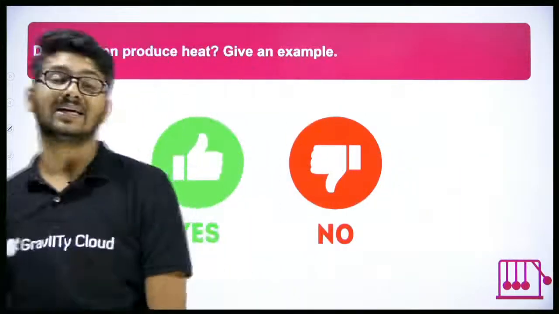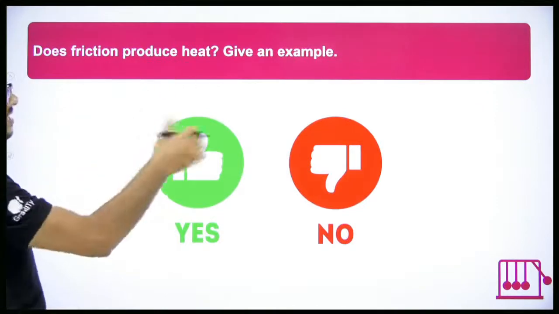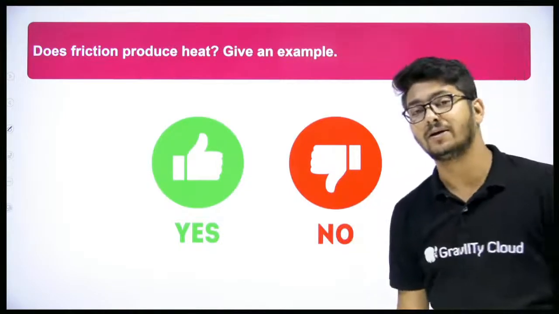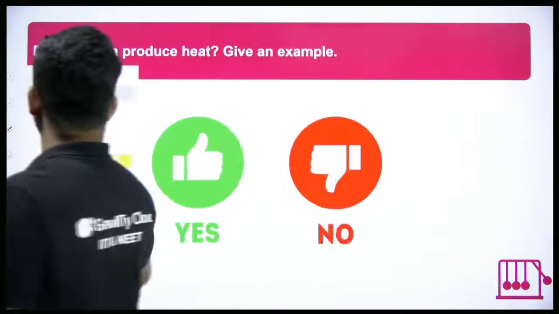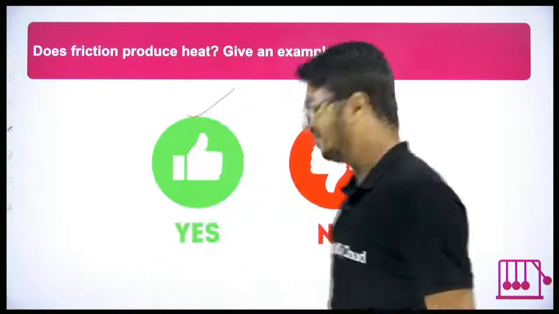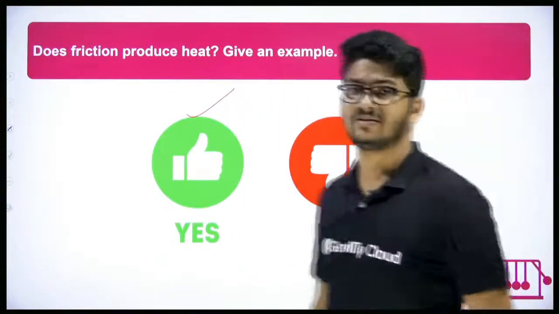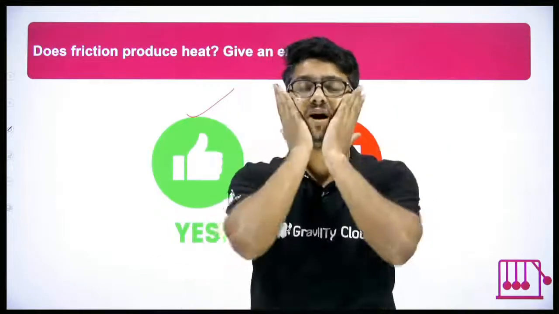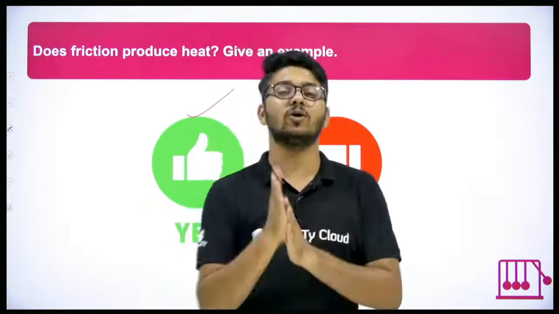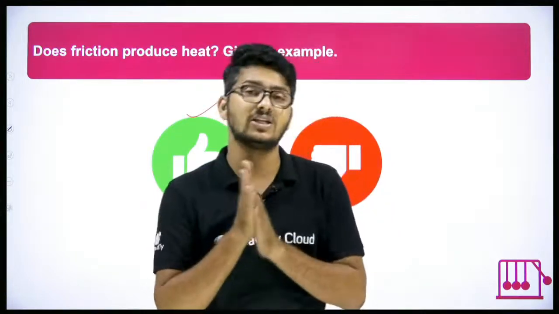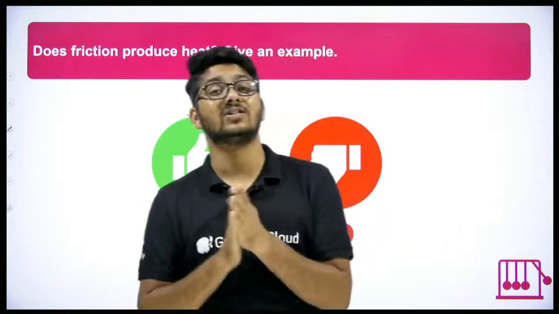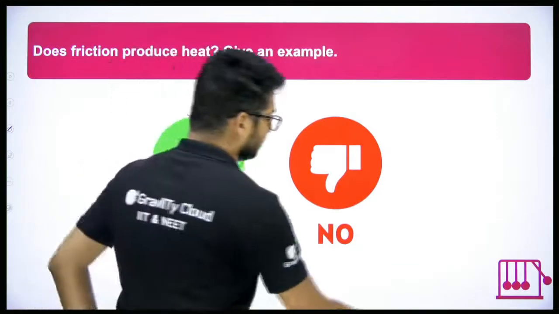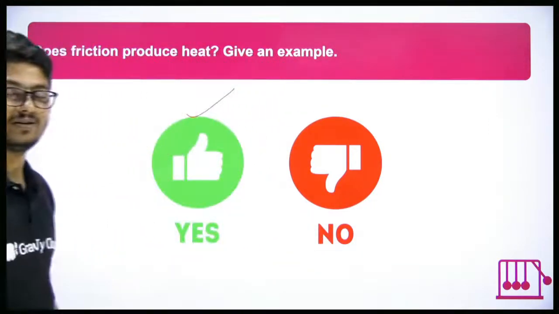Now another question. Does friction produce heat? Yes or no? Very simple again. And the answer is yes. Give an example. One of the best examples is this. Rubbing your hands. When you rub your hands, your palms become warm. Why? Because when I rub my hands, friction acts between them and that friction produces heat. A very simple example. So friction produces heat, and we have discussed an example.